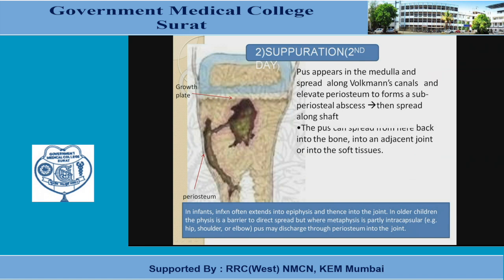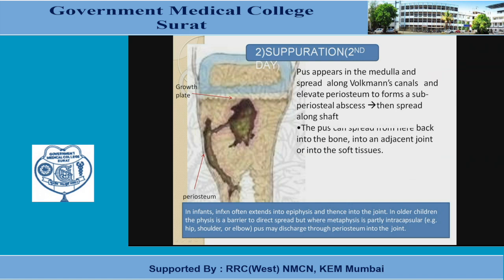Haversian canal, they are the end structural canal which is present in each osteon, and each Haversian canal is connected with the others by Volkmann's canal. So that is why pus spreads through this canal, because it is the least resistant location.